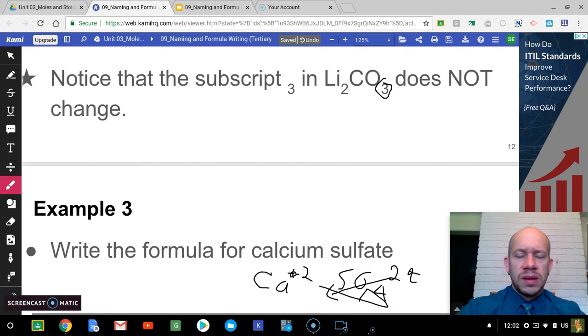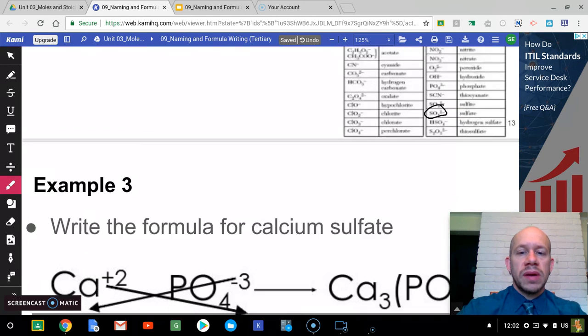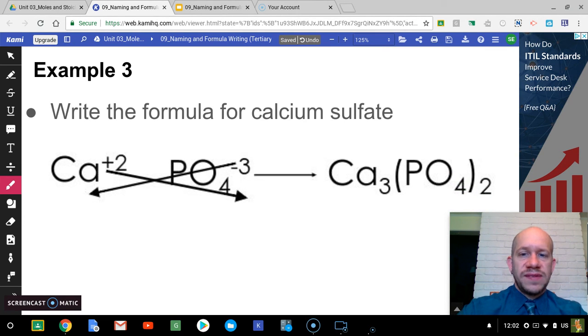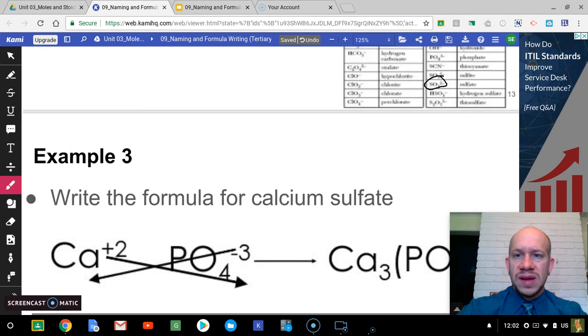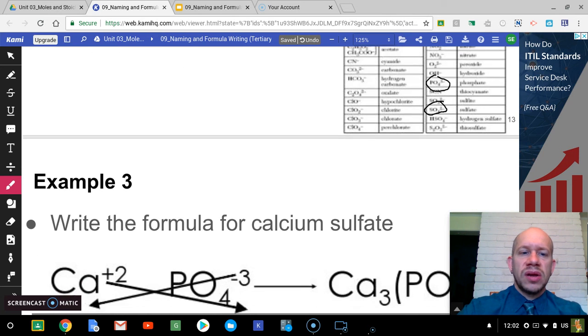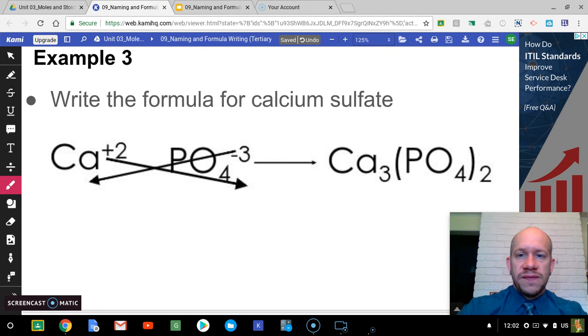Oh, that's the wrong word. It should be phosphate. Well, look at this example. Calcium phosphate. We have a +2 charge, and PO4, if you look on Table E, has a -3 charge. I'll crisscross and reduce. So calcium has a 3. Phosphate, I'm going to leave the whole group together and put it in parentheses and write the 2.